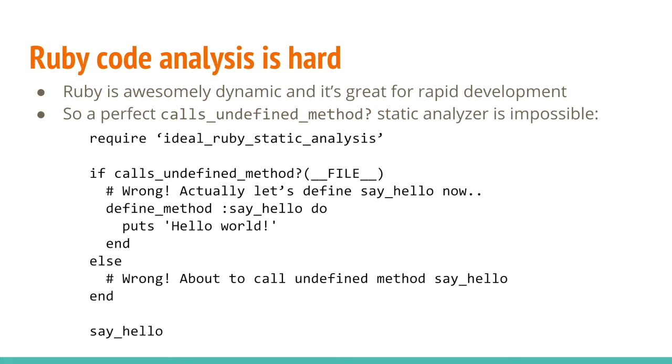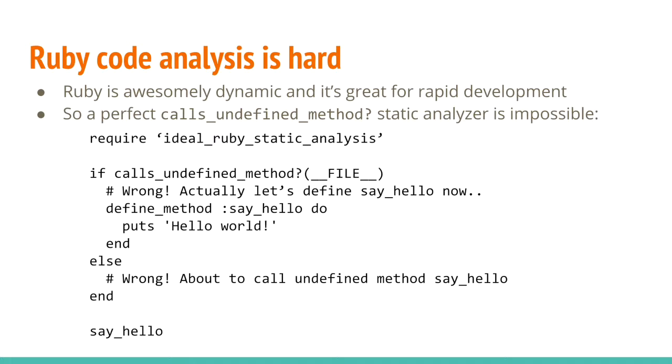And that leads us to this situation that Ruby code analysis is actually pretty hard. Ruby's awesomely dynamic. It's great for rapid development. I really enjoy it, and that ability to just have dynamic types, to create methods at runtime, to do all kinds of cool stuff is a lot of fun, and it can be very productive. But the implication is that just statically analyzing code without running it, basically it's impossible to tell whether the code's going to call an undefined method or not.